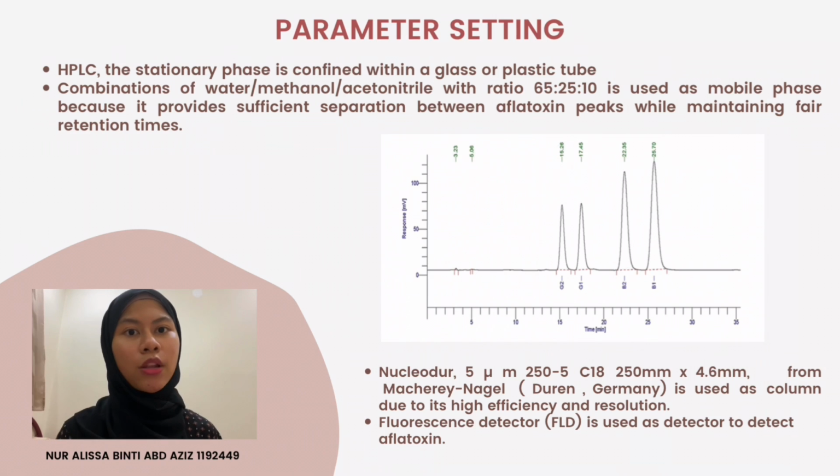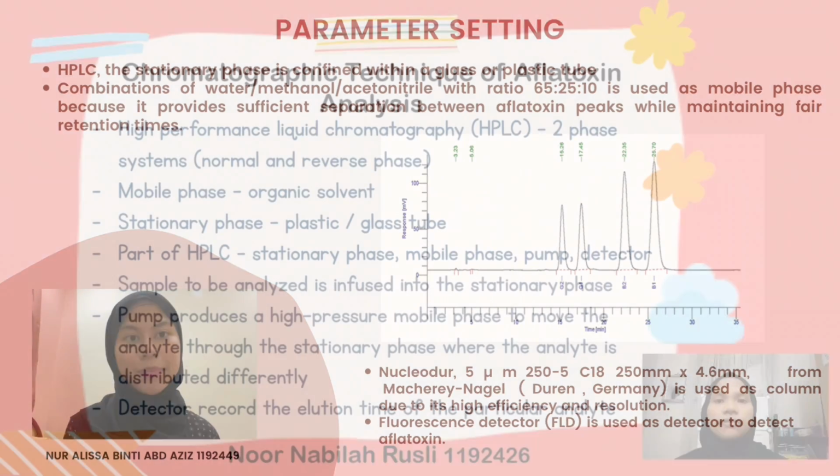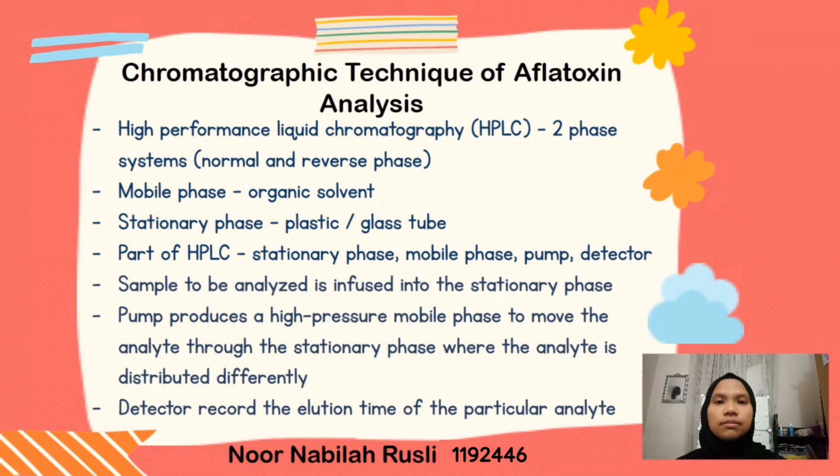The retention time can be lowered by increasing the column temperature without impacting the resolution. Fluorescent detector (FLD) is used as the detector to detect aflatoxin by recording the time at which a certain analyte elutes as its retention time. High performance liquid chromatography (HPLC) is the most commonly used chromatography technique for aflatoxin analysis. It has a two phase system, which is normal and reverse phase. In both phases, they have a mobile phase which is made of organic solvent and a stationary phase which is made of plastic or glass tube. The stationary phase, a mobile phase, a pump, and a detector are all part of HPLC.